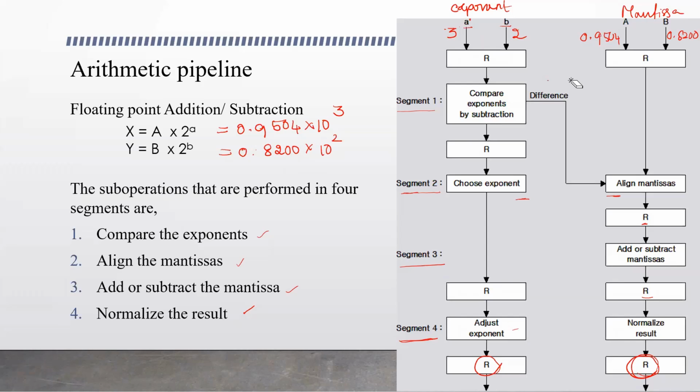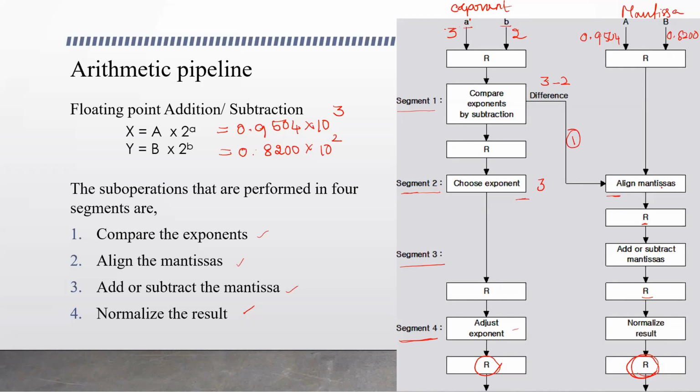So the first sub operation is to compare the exponents. We compare the exponents by subtraction, so we perform 3 minus 2. The difference is 1, which is positive, meaning A is greater than B. So A is chosen as the exponent. The exponent chosen is 3.